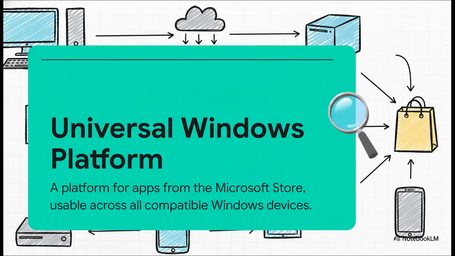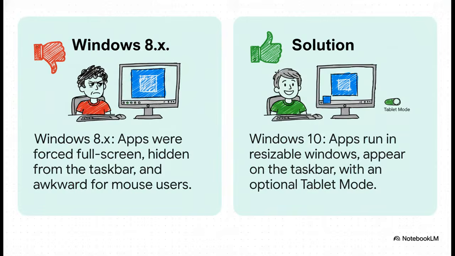So, what in the world is UWP? Well, at its heart, it's a framework that lets a developer write one single application that can run on any device that runs Windows. We're talking your desktop PC, your phone, your Xbox, you name it. And all of them would be delivered through one central, trusted place, the Microsoft Store. And with Windows 10, they fixed the biggest complaints people had about Metro. UWP apps now ran in normal, resizable windows right on your desktop. They showed up on the taskbar next to all your other programs.